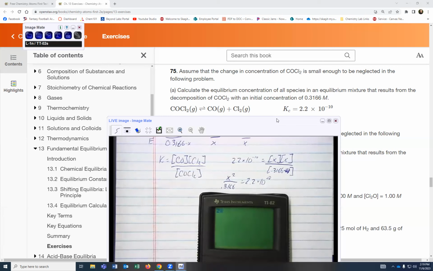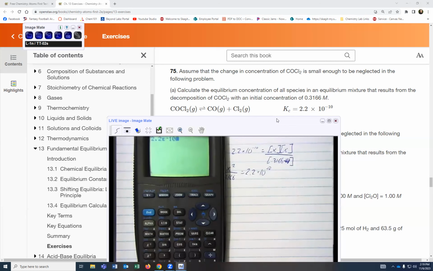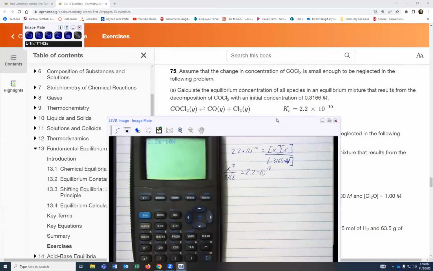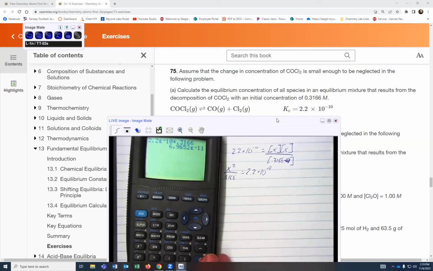So I would do 2.2, second function, minus 10. Remember that is TI calculator notation for how we handle significant figures. Here's the EE button right there. So second function and then that EE. That's how we handle significant figures with TI calculators. I'm going to multiply that by 0.3166, and that should be my x squared. X squared is 6.9652 times 10 to the minus 11.